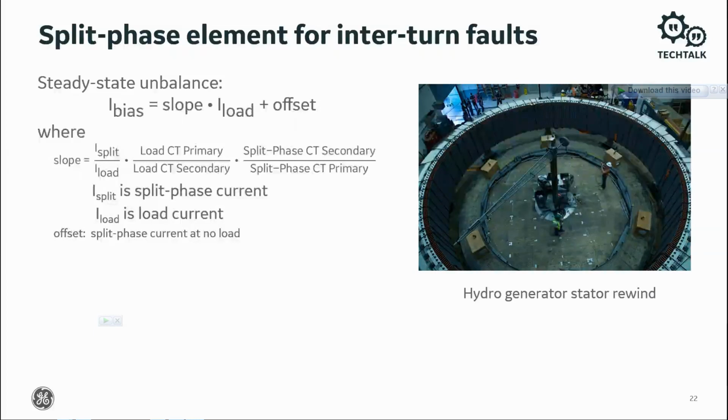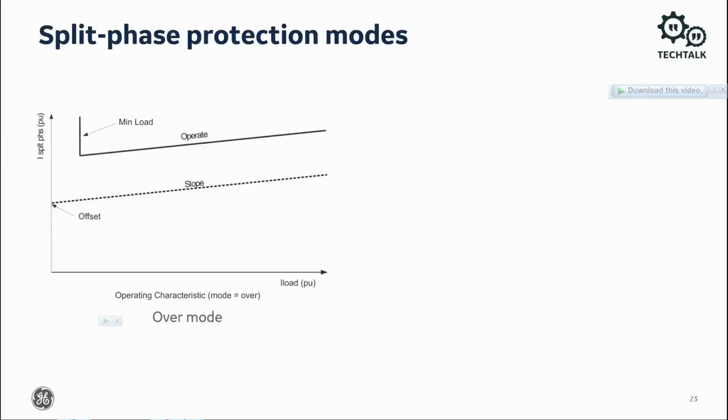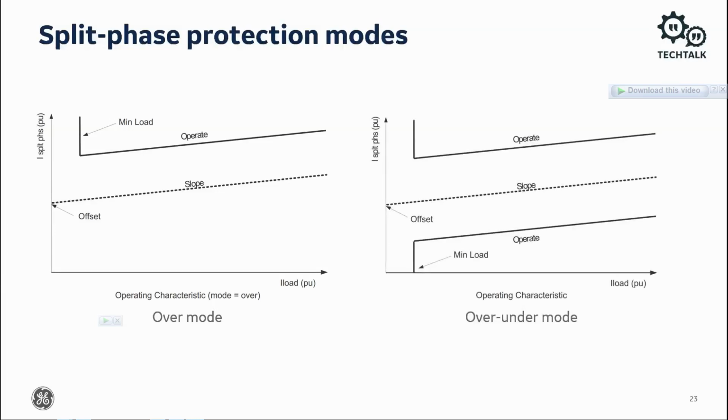Settings for the split phase protection are to select a slope, which is biased by the load current, and to select the operating mode, which are over and over-under. In over mode, the element picks up if I split minus I bias is greater than the pickup, and the current I load is above the minimum load. In over-under mode, the element picks up if the absolute value of I split minus I bias is greater than the pickup, and the load current exceeds the minimum load.